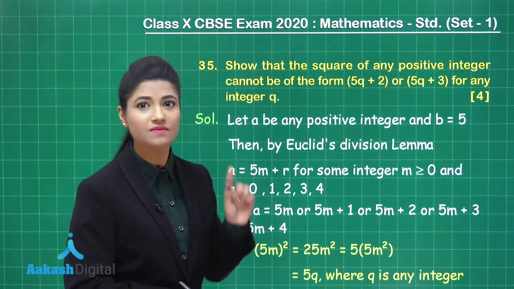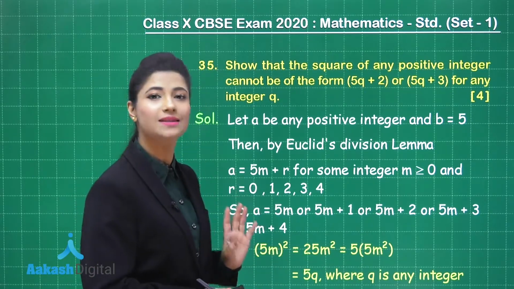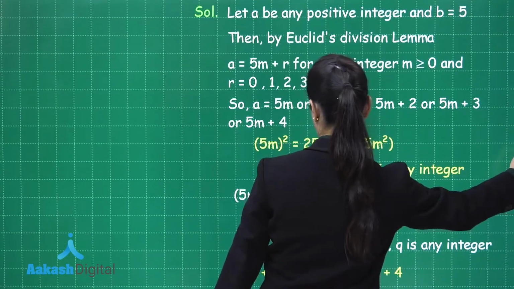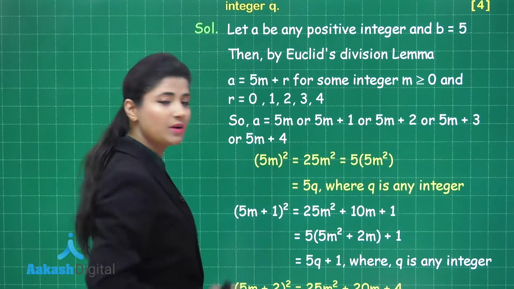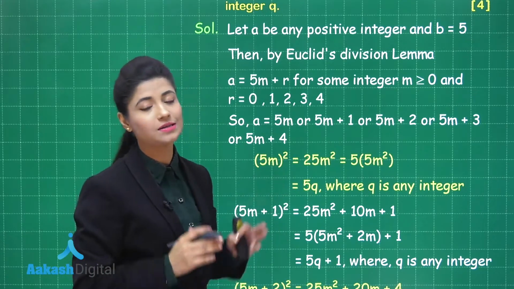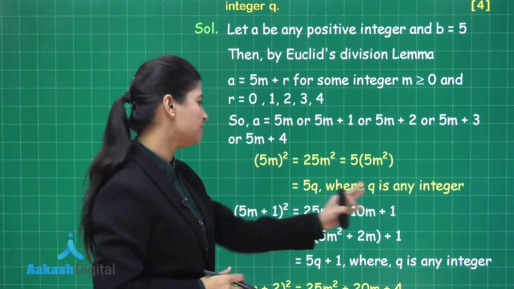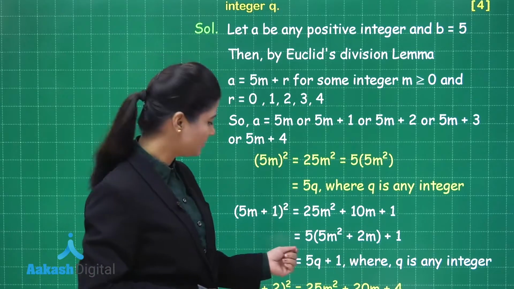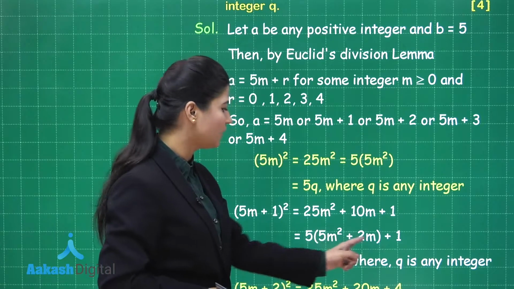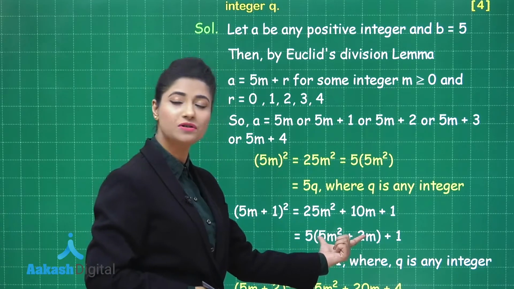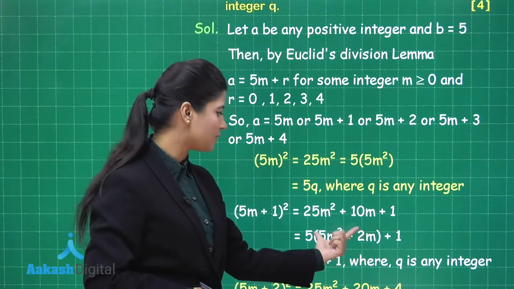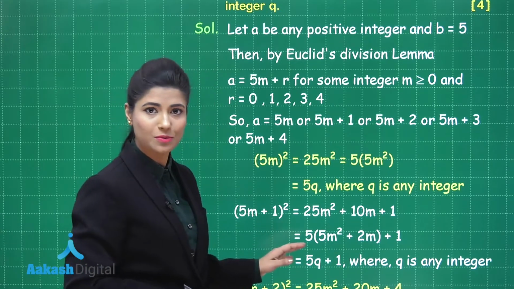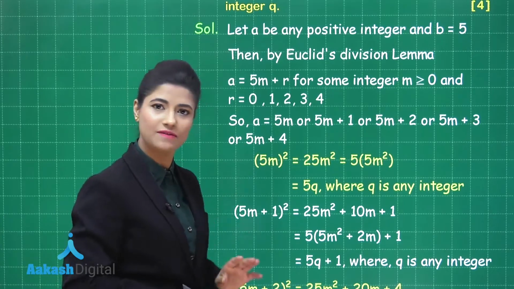It cannot be expressed as 5q plus 2 or 5q plus 3. So considering now a as 5m plus 1. When I consider here a as 5m plus 1 and square it up, on expansion it results in 25m square plus 10m plus 1, where 5 can be taken common from the first two terms, which results in the form of 5q plus 1, where q is any integer. This whole portion 5m square plus twice of m can be considered as some integer q. So you can see this cannot be represented in the form of 5q plus 2 or 5q plus 3.